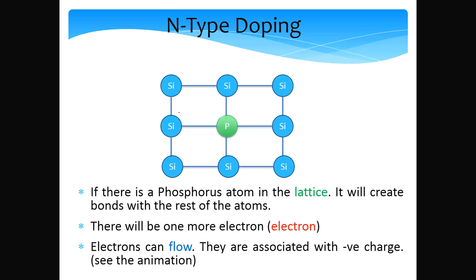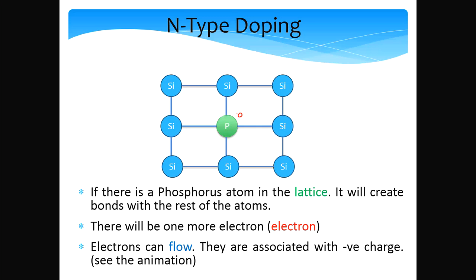So let us now look at a similar kind of doping called N-type doping, which is actually the reverse of doping with group 3 elements. In this case, we are doping with group 5 elements. So let us assume that there is a phosphorus atom in the lattice. So it will create bonds with the rest of the atoms, which is fine, but it will have one extra electron. So this extra electron that is there can essentially migrate and carry current.